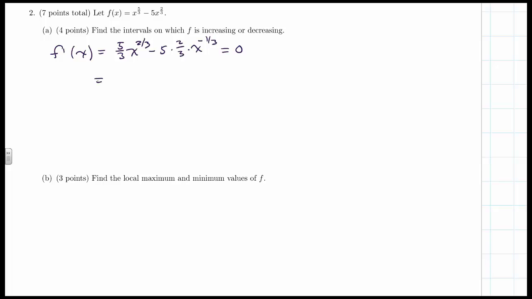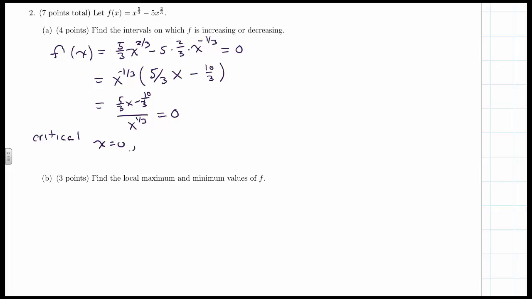I would be tempted to factor out the smallest factor of x possible, which is x to the negative 1/3, and when I do that I get 5/3 x minus 10/3, or in other words, I get 5/3 x minus 10/3 on top and x to the 1/3 on bottom. And now I can see that there's going to be critical values at x equals 0, because that would make the denominator 0.